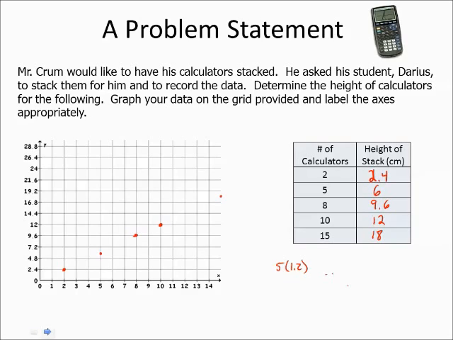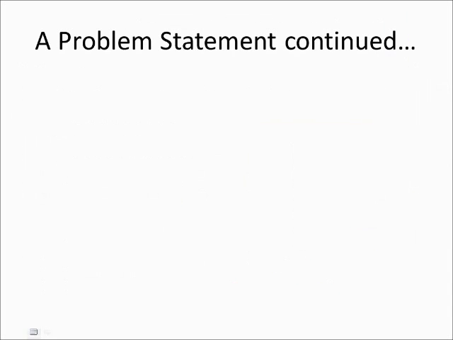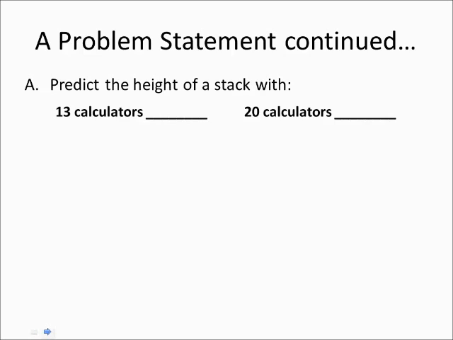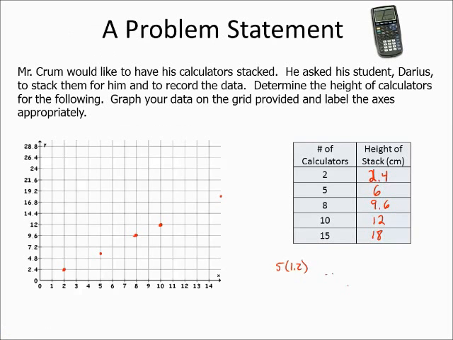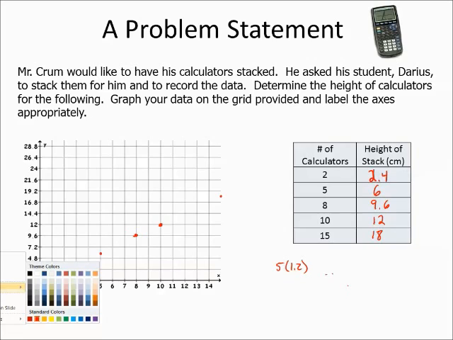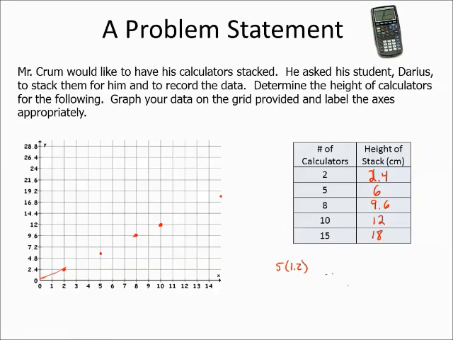All right, so we go on and we continue to ask questions about the same thing. Predict the height of a stack with 13 calculators. And so in order to do that, you would just take what you were doing before. You could look at the graph if you wanted. You could say, well, this looks like a pretty nice straight line. So let's just make a nice straight line going through there. How's that for a nice straight line?